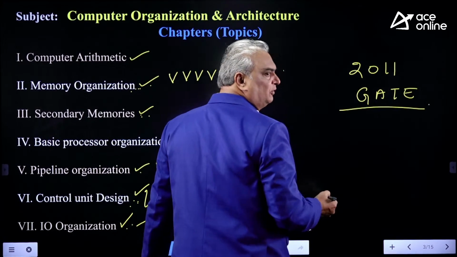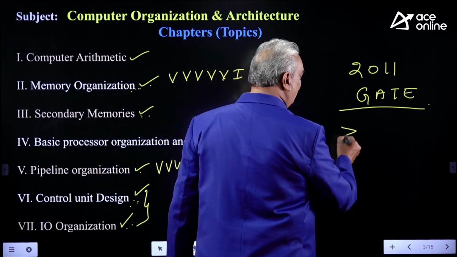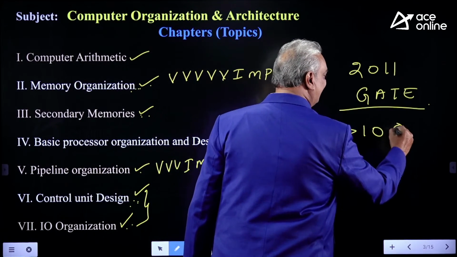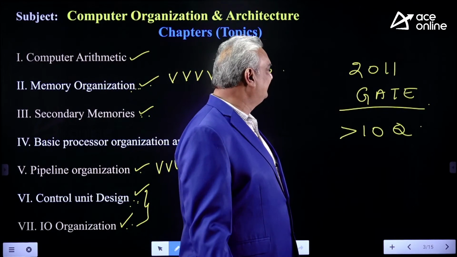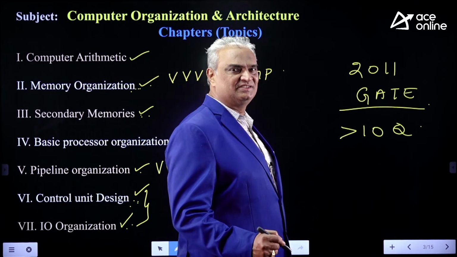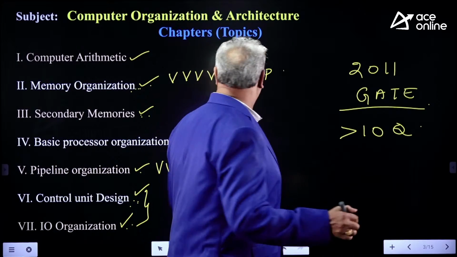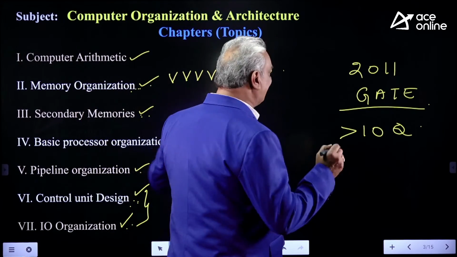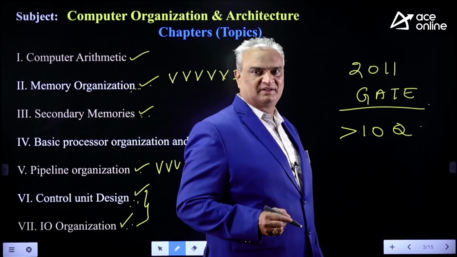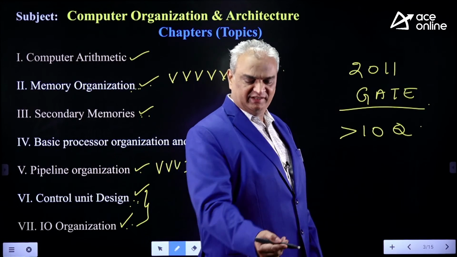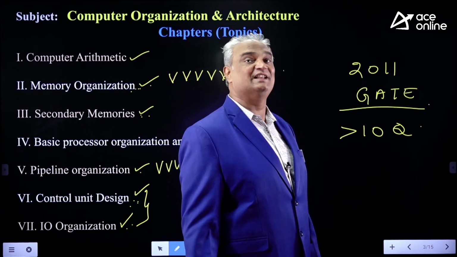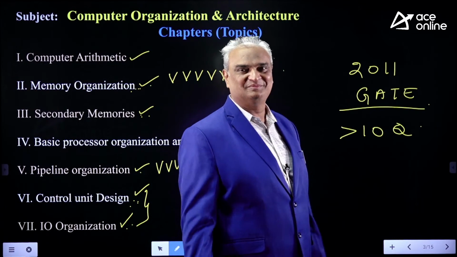In this, we can see more than 10 questions only from the COA subject. It is the weight, the importance and the energy of the subject at the same time. From memory organization in the 2011 GATE paper, we had 3 questions. And in 2022 also, we had 3 questions, all 2 marks questions.